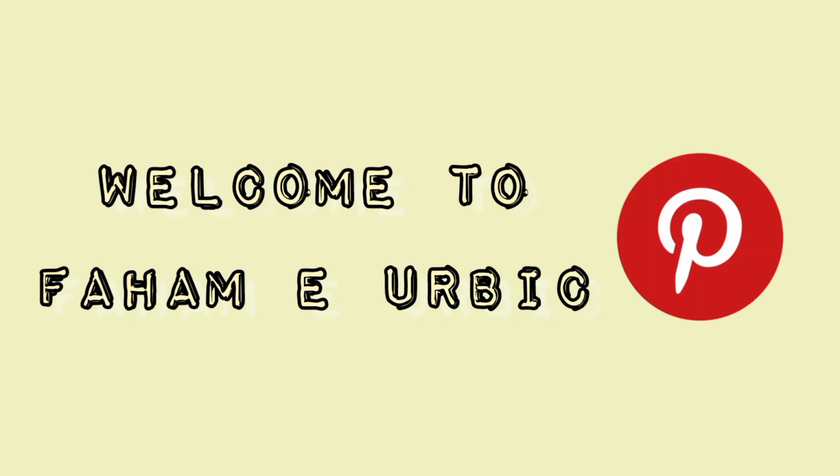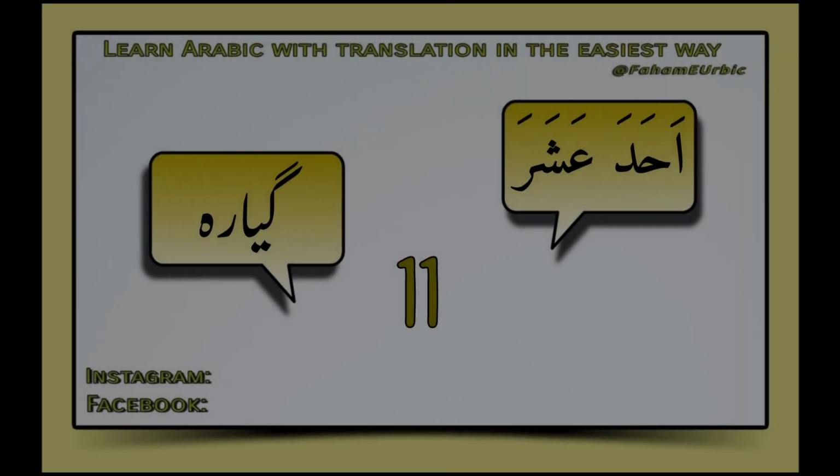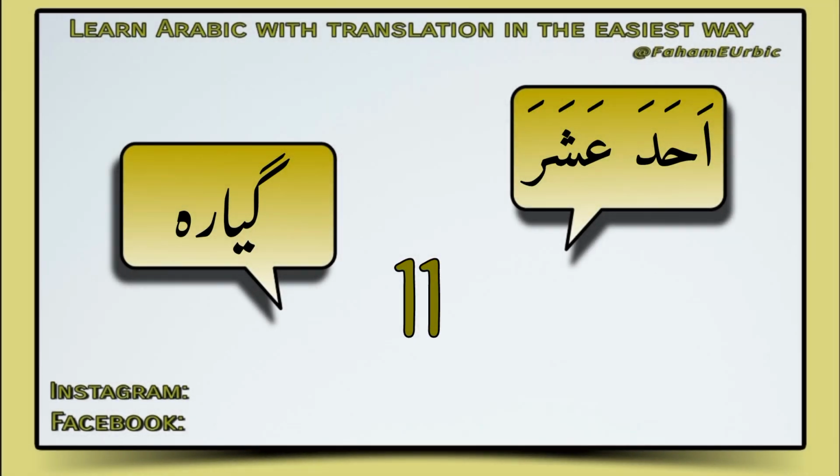Today we are going to learn counting in Arabic from 11 to 20. We make these numbers by adding ashara as suffix. The first number is ahada ashara.